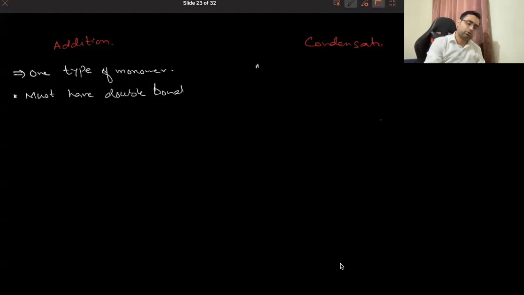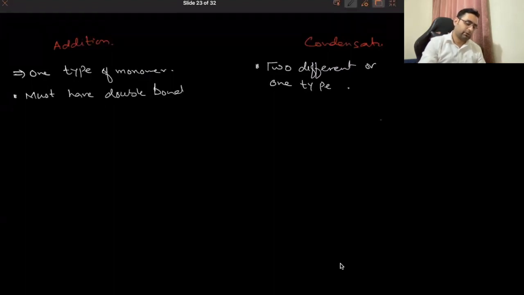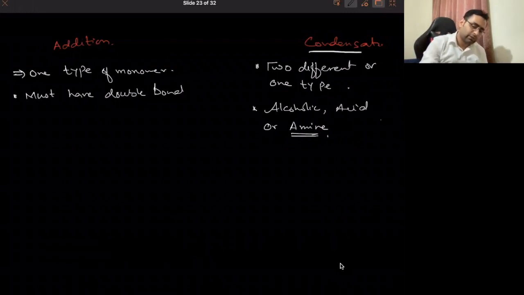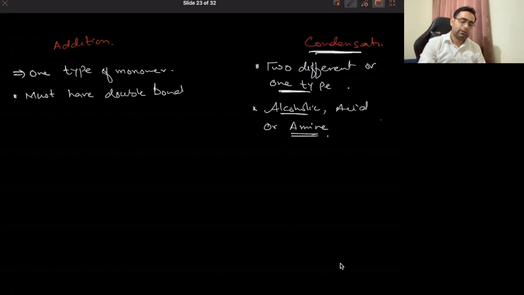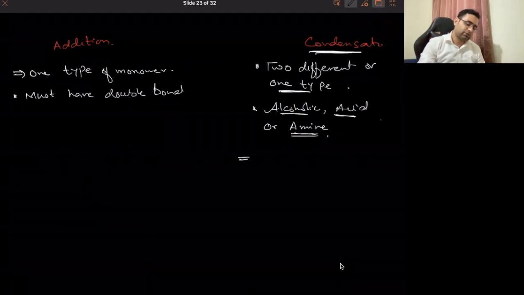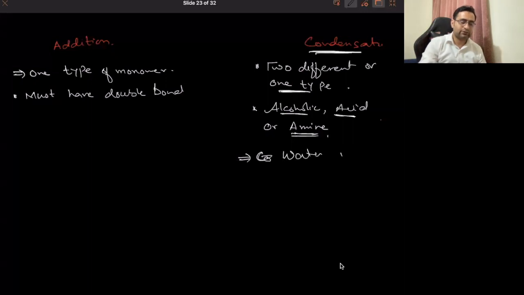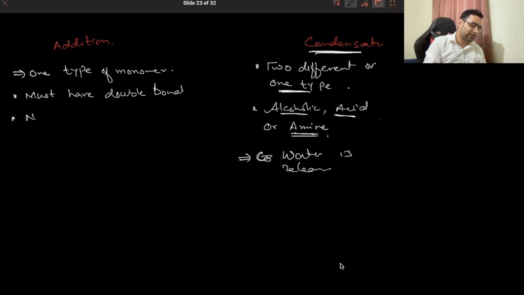In condensation polymerization, one type of monomer or two different types of monomers can react to form a polymer, and they don't need any double bond, but they have an alcohol, carboxylic acid, or amine group. So a condensation polymer exists between two different monomers or one type of monomer. The monomer should have an alcohol, carboxylic acid or amine group. In condensation polymerization, only condensation reaction occurs. Water is given off, but in addition polymer, no water is released.